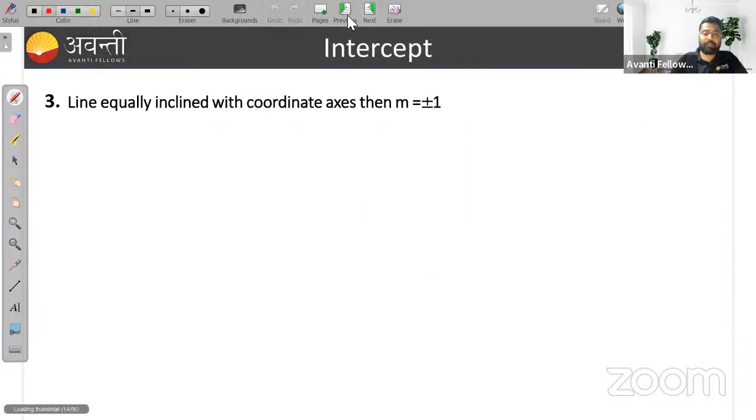I'm telling you. Let's move to the next thing. That is, a line equally inclined with the coordinate axes. Then the slope of a line equally inclined with the coordinate axes will be plus or minus 1. Yes. Just a minute. I'm drawing figures. Don't worry.